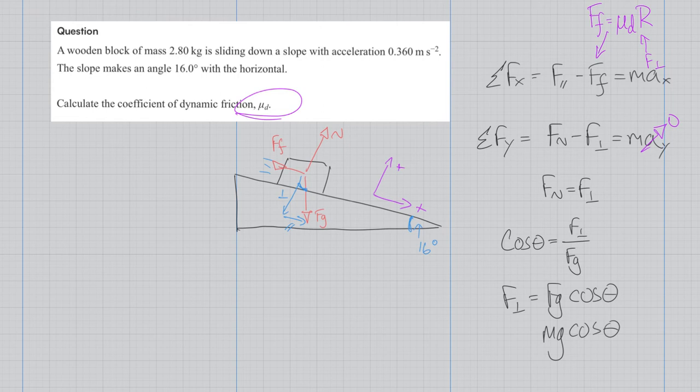Okay, but there are things that we also know. We know the acceleration. That's right here. We know the mass here. And we can also solve for our parallel component of gravity. So I'm going to take this equation and we're going to put it back down here. So my parallel component minus my force of friction equals mass times acceleration in the x direction.